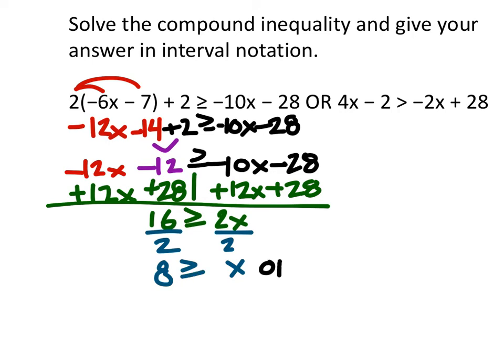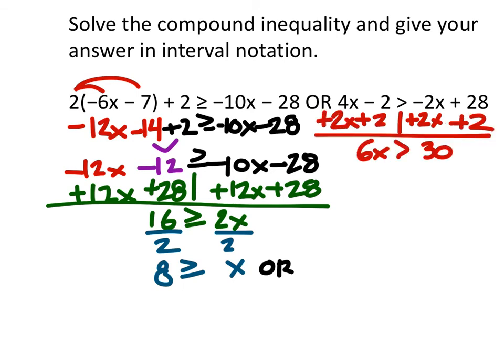But this is an or statement, so we should include that there. And then we got this other one. I'm going to put the x's on the left, so I'm going to have to add 2x to both sides and add 2 to both sides as well. So I've got 6x is greater than 30. I'll divide both sides by 6. And x is greater than 5. So 8 is greater than or equal to x, or x is greater than 5.